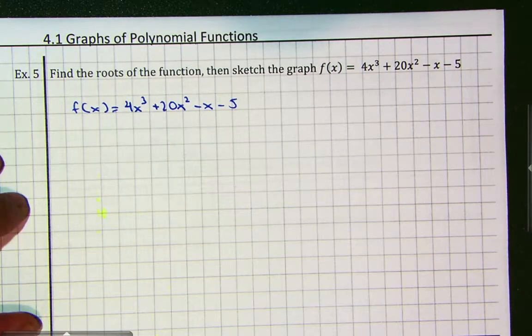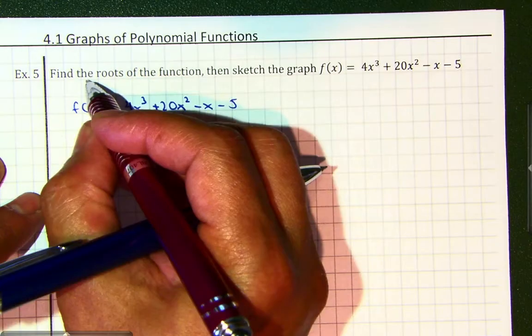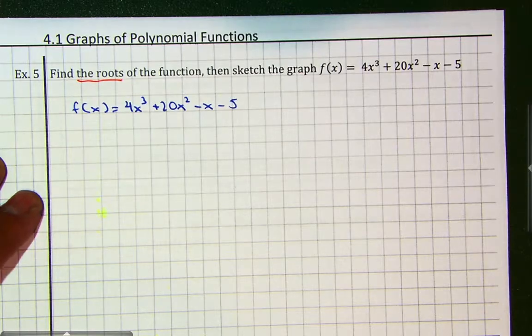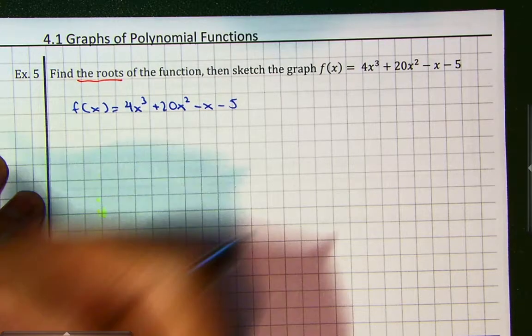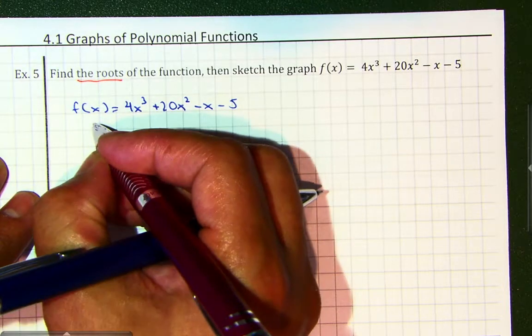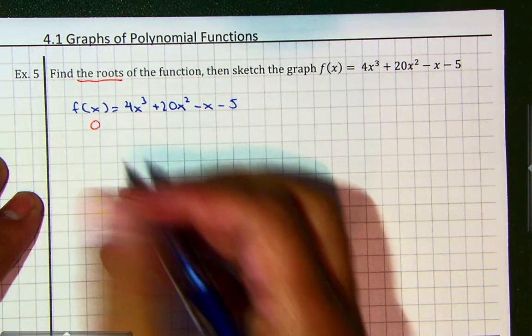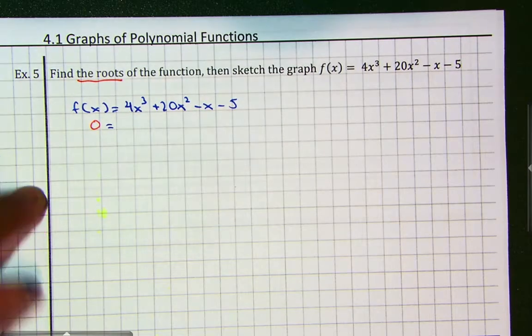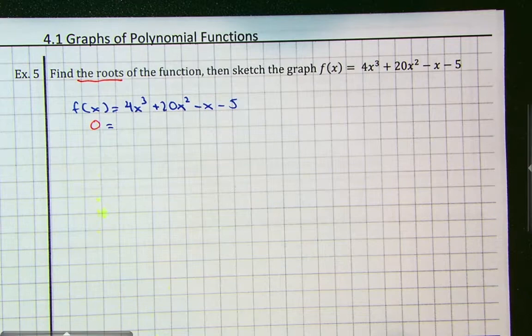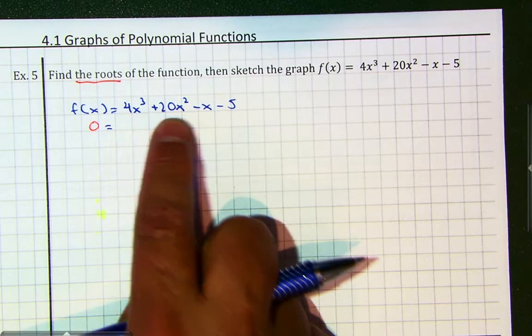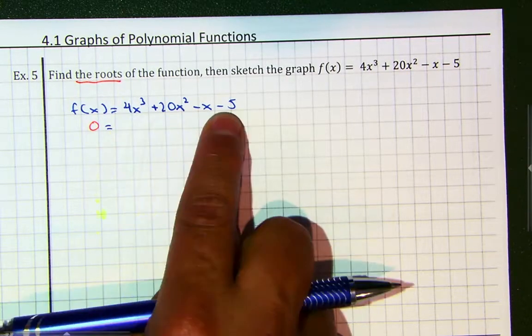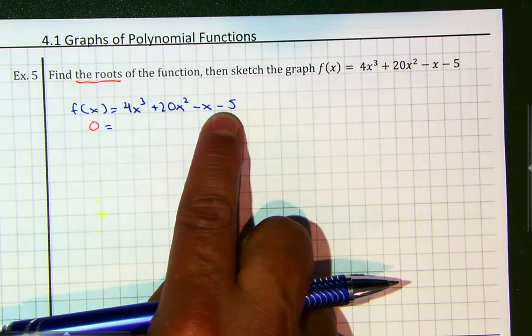So I need to be able to find the roots. Remember, the roots is the same thing as the zeros, same thing as the x-intercepts, same thing as the solutions. So therefore, I'm going to place my f of x equal to 0. And now I'm going to factor this out. First, can I take a common factor? 4, 20, no? Do they all have an x? No. So can I take a common factor?